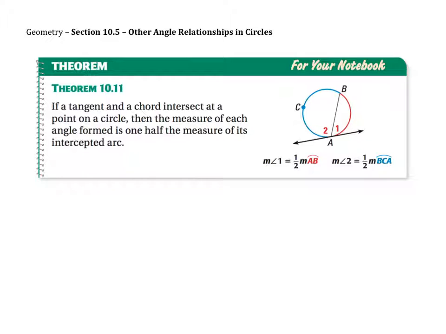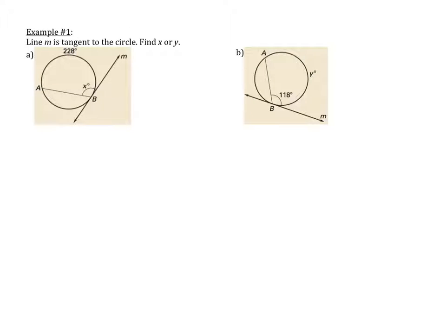So angle 1 would be half of whatever this red arc would be, and angle 2 would be half of whatever this arc would be. So let's put that theorem to use. Here's example number 1. Line M is tangent to the circle.